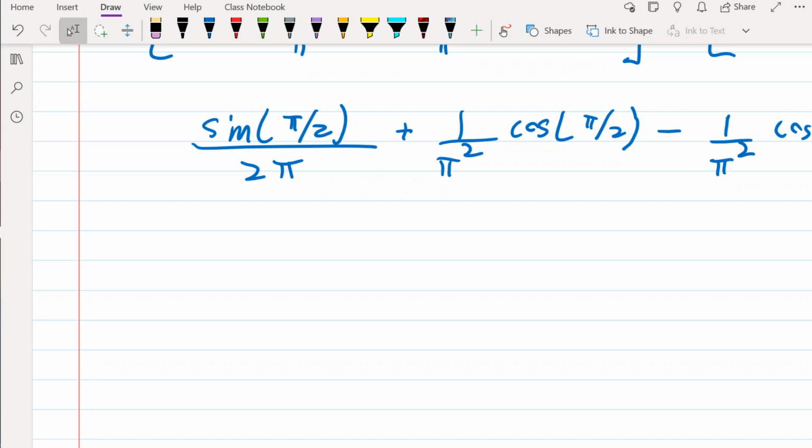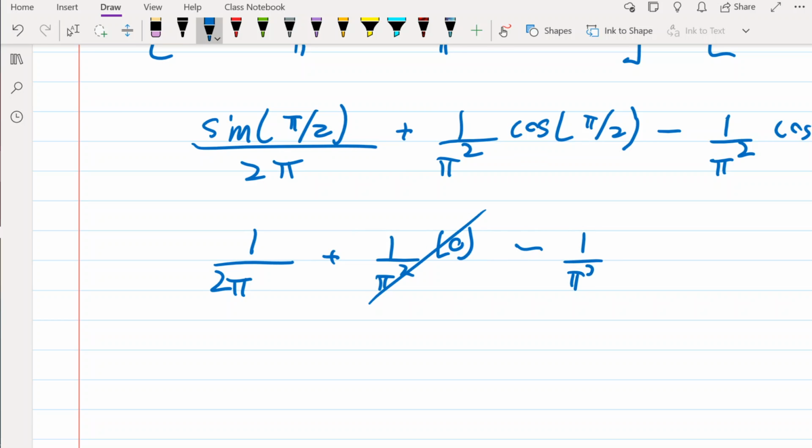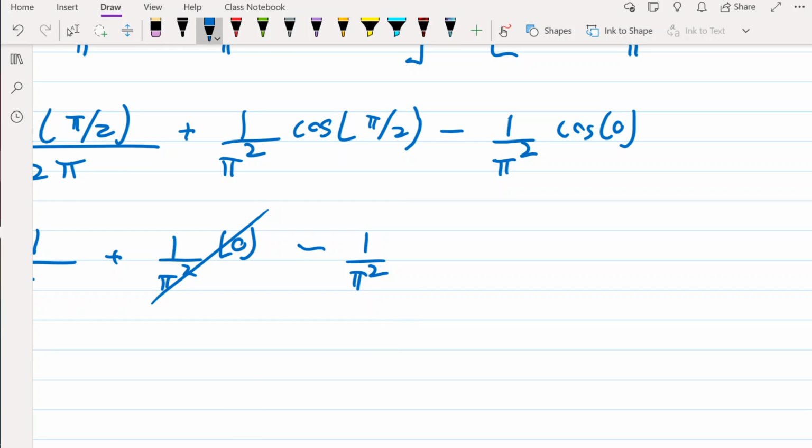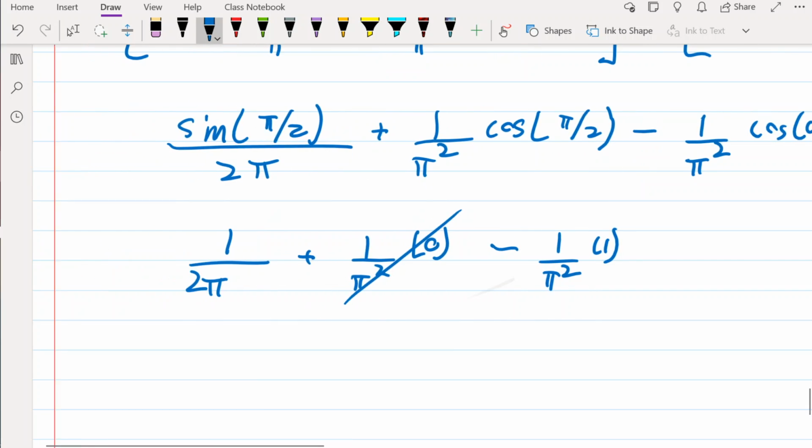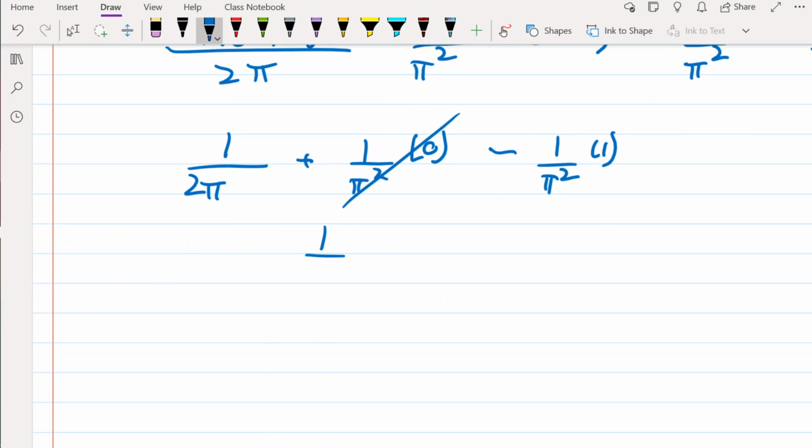Sine of pi over 2 is going to be equal to 1. So 1 over 2 pi plus 1 over pi squared. Cosine of pi over 2 is 0, so that cancels out. Minus 1 over pi squared, then cosine of 0 is equal to 1. So our final answer should be 1 over 2 pi minus 1 over pi squared.